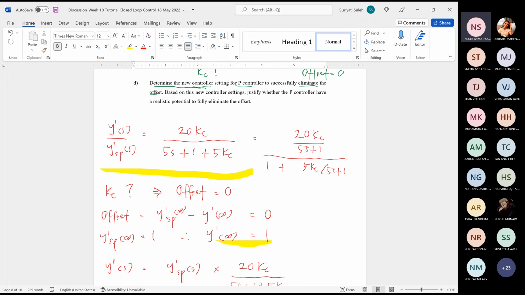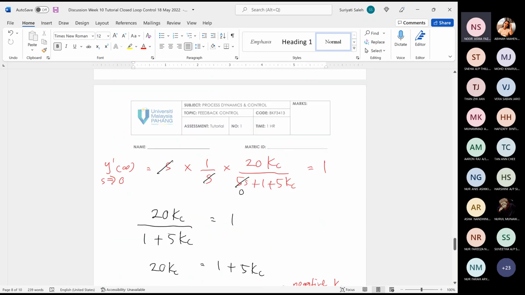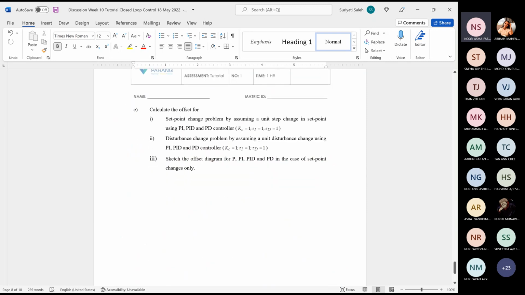Sometimes the question is not direct. They have some tricky part. For this kind of equation, it's a reverse way. Why do I call it reverse? Because we give you the offset value, then you do the back calculation to find the KC. And lastly, for E, calculate offset. This is the thing that I would like you to complete.